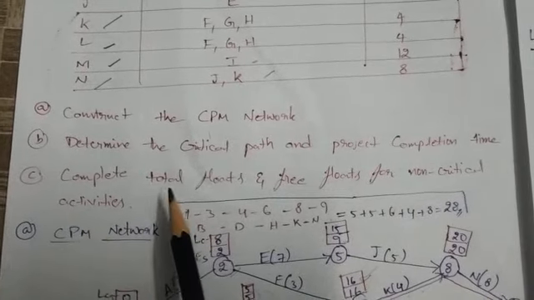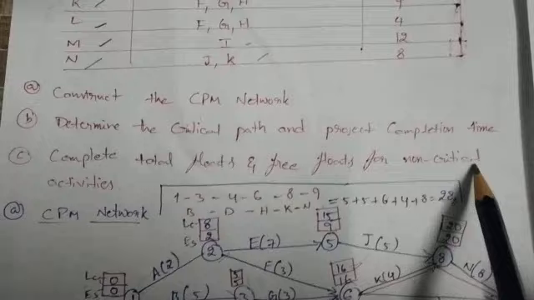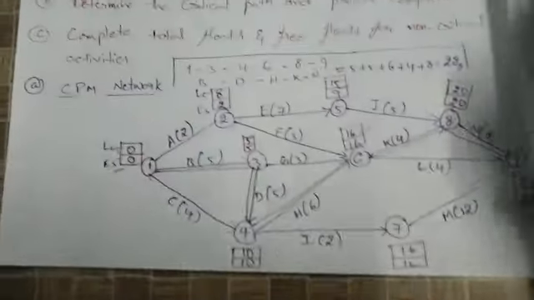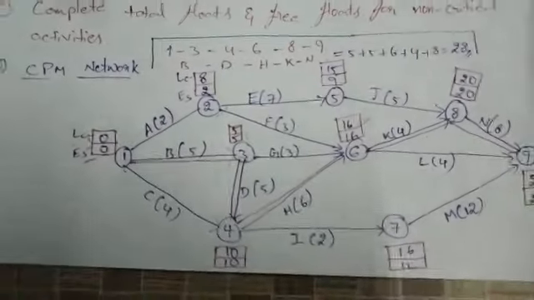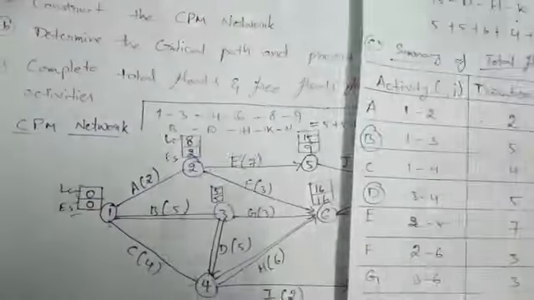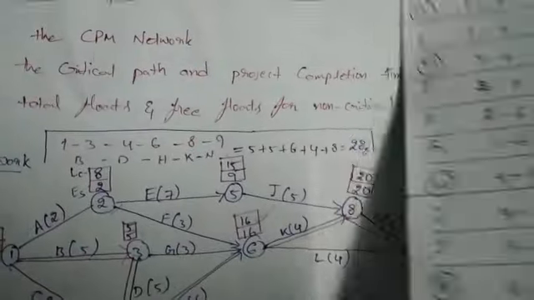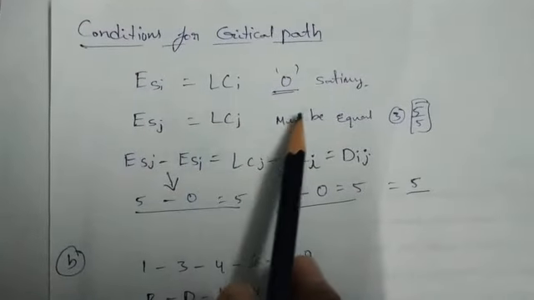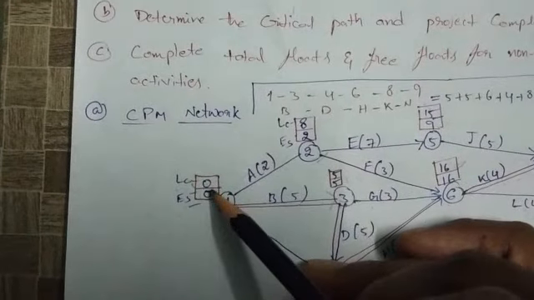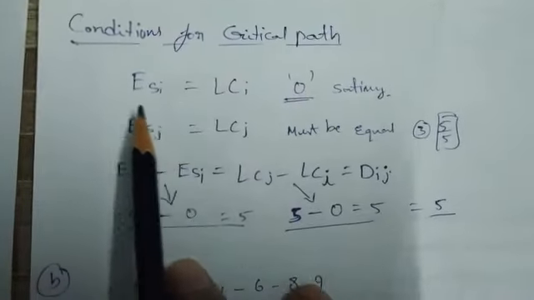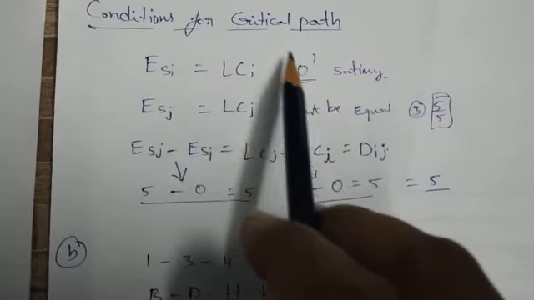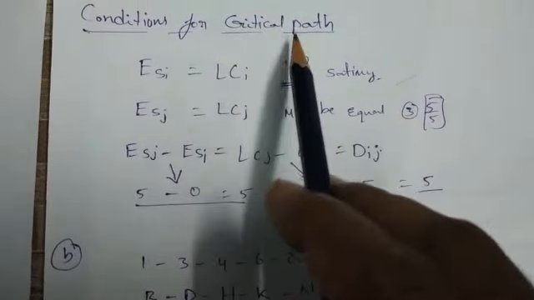And next C, complete total float and free float for non-critical activities. In this network diagram, it is easy to find the critical path. For that, some conditions have to be satisfied. So what are the conditions? First condition is ESi equals LCi, that is 0. So earliest start time and latest completion time is 0. So the first one is satisfied. Earliest start time equals LCi, that is the 0 value. So that is 0, which satisfies the condition for the critical path.